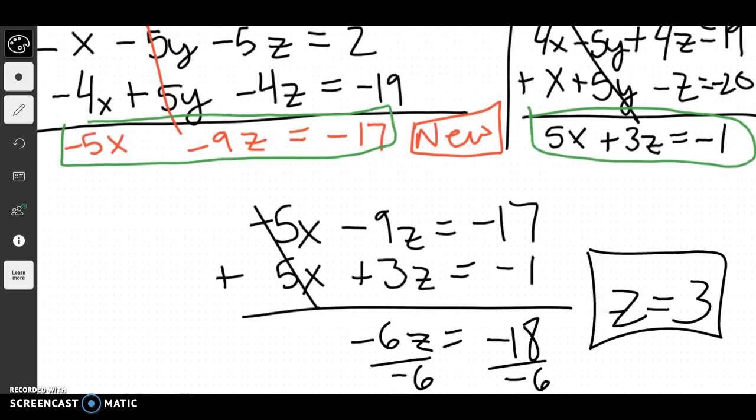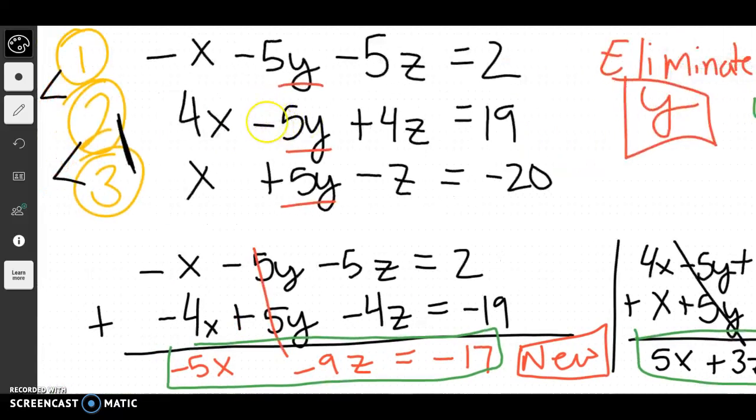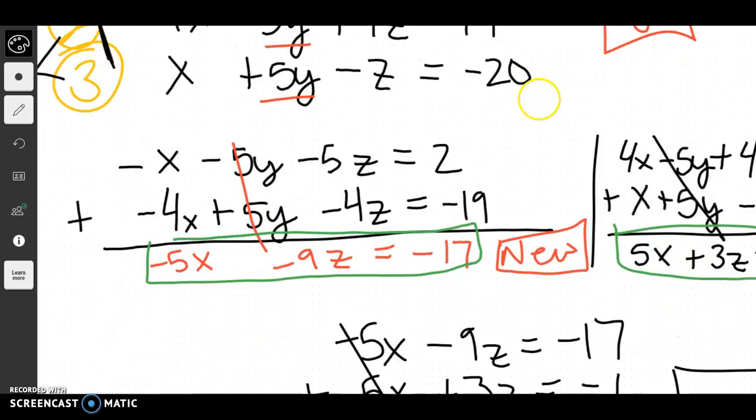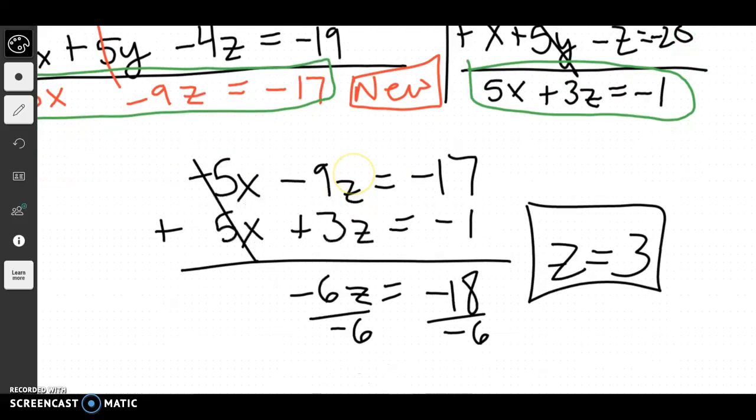Once you've found what z is, we can now find the other variables by repeatedly plugging them in. So again, your first step is pick a variable, take equation 1 and 2, and eliminate it. Get 2 new equations. After you get 2 new equations, you will then use elimination. Then after you use elimination, you will have a number that you solve for, and to find the other ones, we'll just plug them back in.